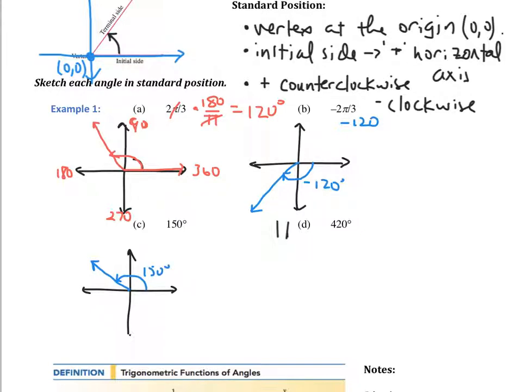Okay? All right, so the last one I kind of left for us to do together, just kind of think about this for a second. You have 420 degrees, but there are only 360 degrees in a circle.